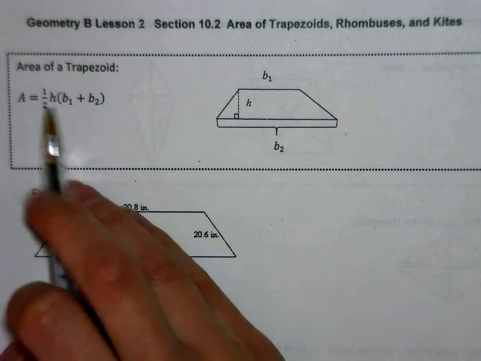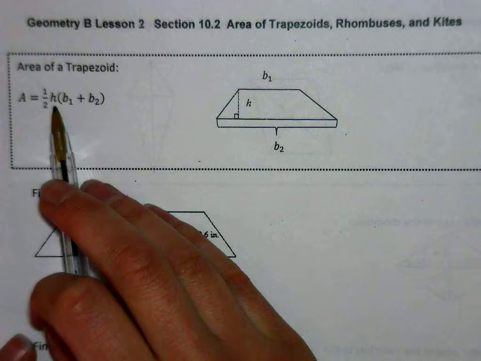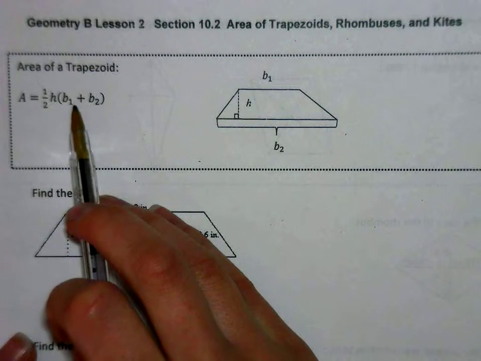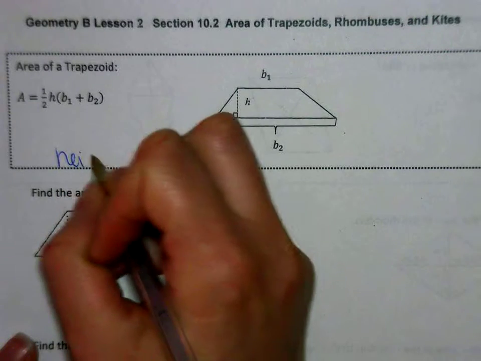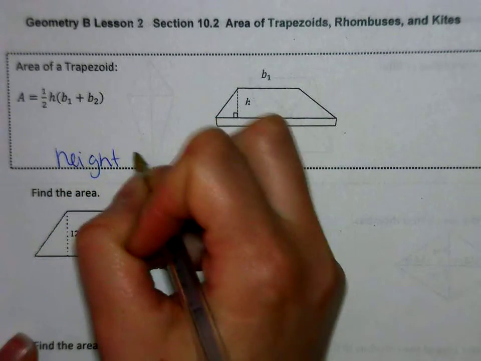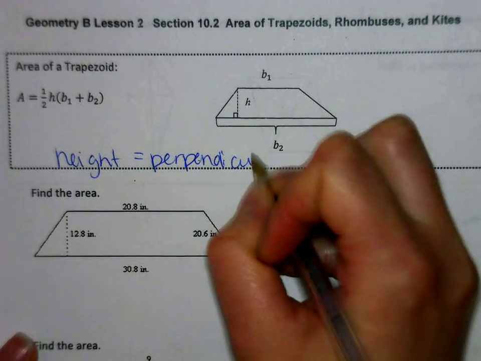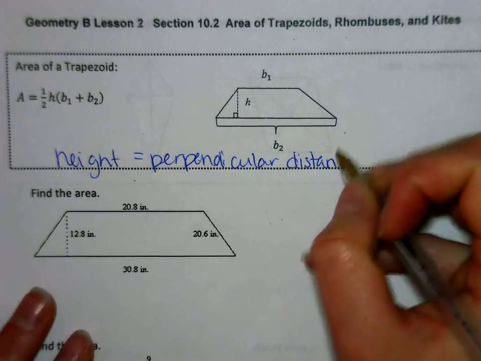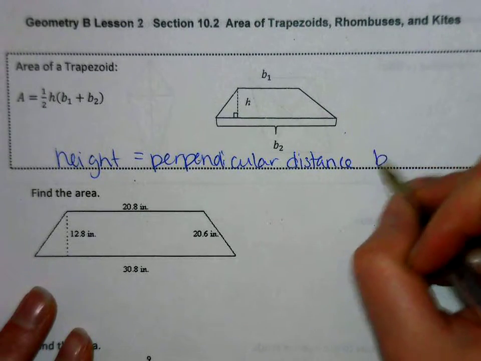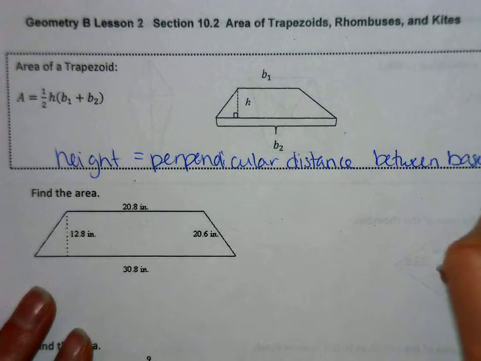area. It's 1/2 times the height times the base 1 plus base 2. And our height, just like our other ones, is still the perpendicular distance. Remember, perpendicular is the 90-degree angle that it creates between two lines between bases. So let's use this formula to find the area of this trapezoid.